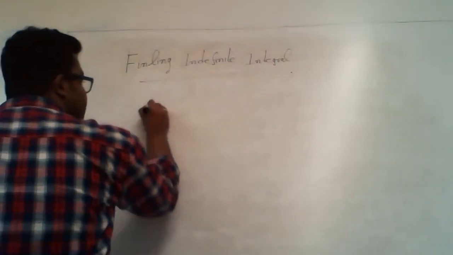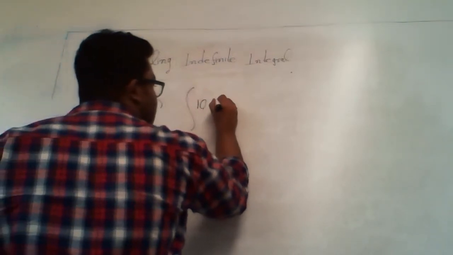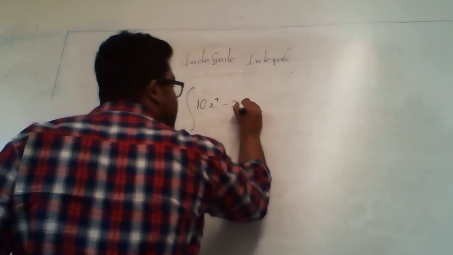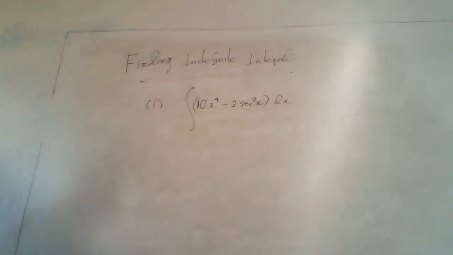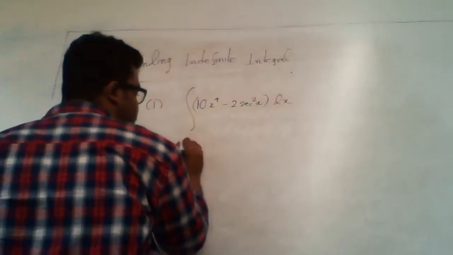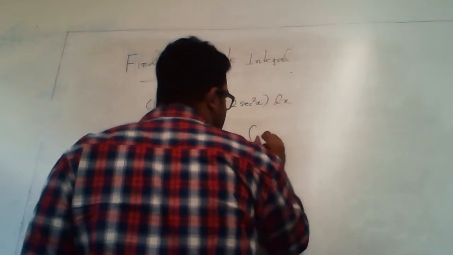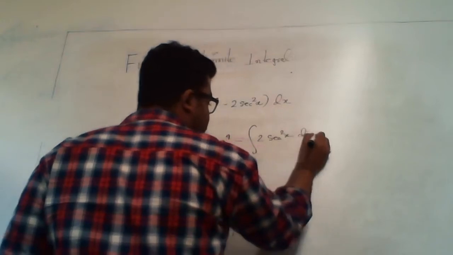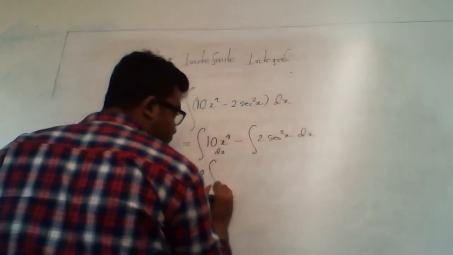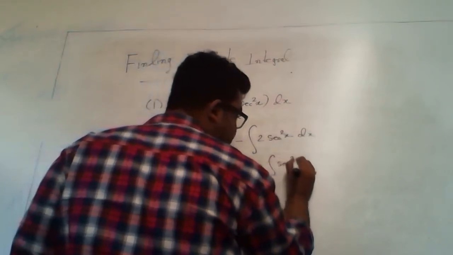So evaluate this integral of 10x to the power 4 minus 2 times sec square x dx. So very easy. First we need to separate them out. If you separate them out, we get 10x to the power 4 minus 2 sec square x dx. Then you can take the constants out: 10 times x to the power 4 dx minus 2 times sec square x dx.